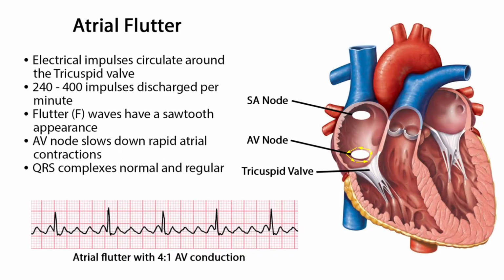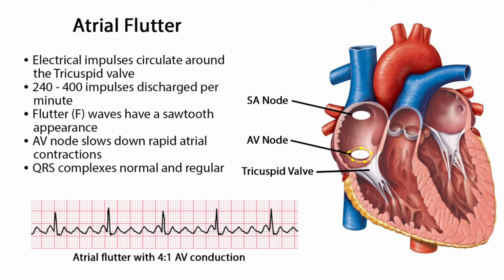Now we'll take a look at atrial flutter. Atrial flutter occurs when the electrical impulses of the heart take an abnormal path through the atria, usually circulating around the tricuspid valve in the right atrium. The atria discharge between 240 to 400 regular impulses every minute. These atrial contractions produce flutter, or F waves, that have a sawtooth appearance.